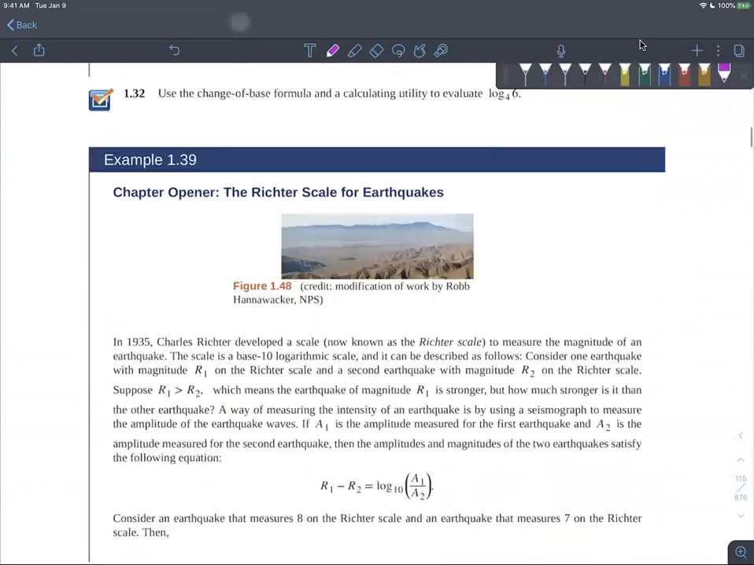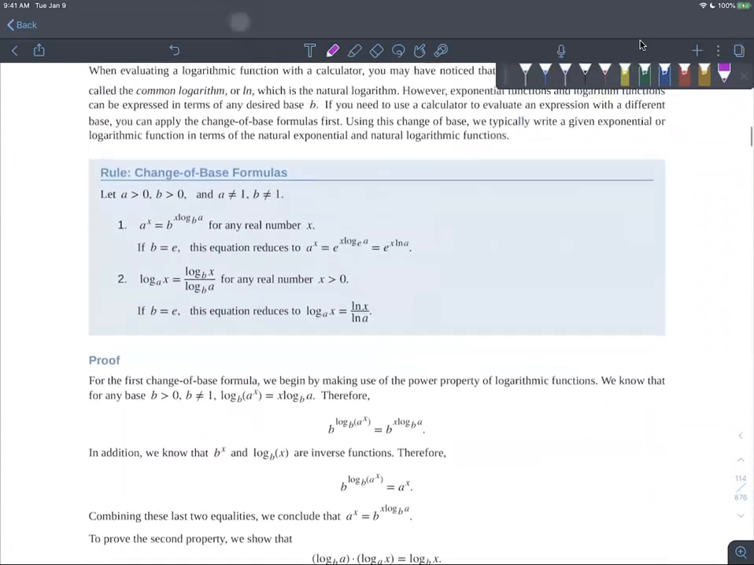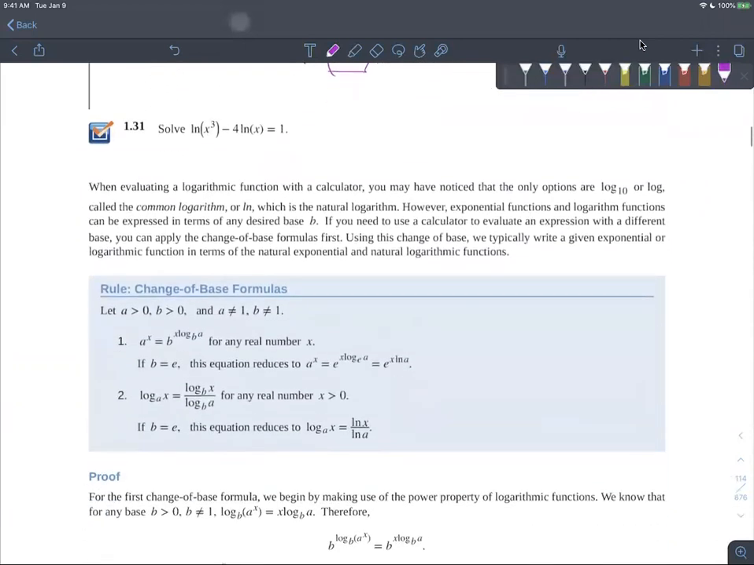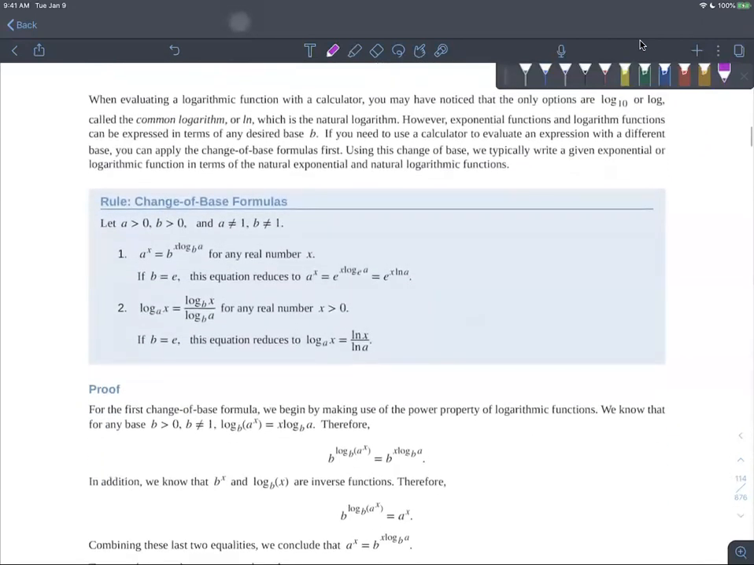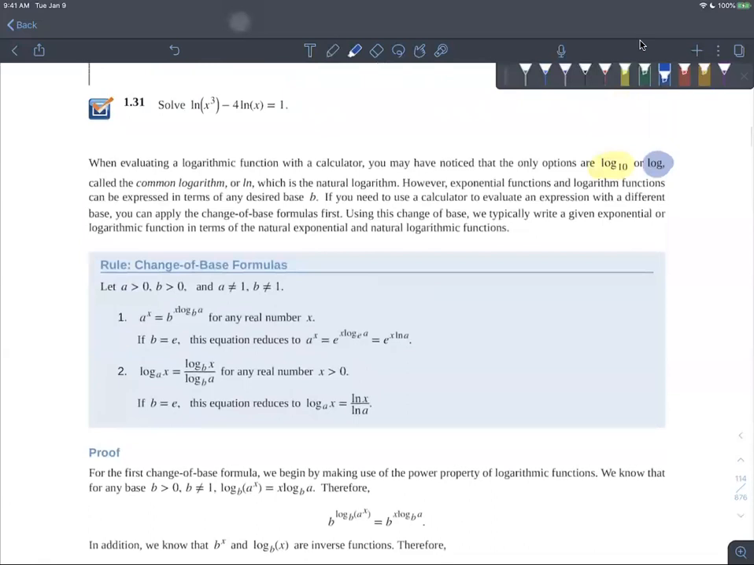The last part, and we won't go over the whole thing, but it is kind of important to go over this last part. It says, when evaluating a logarithmic function with a calculator, you may have noticed that the only options are log, that's log base 10, called the common logarithm, or ln, which is the natural logarithm. A lot of times calculators only give those two options.